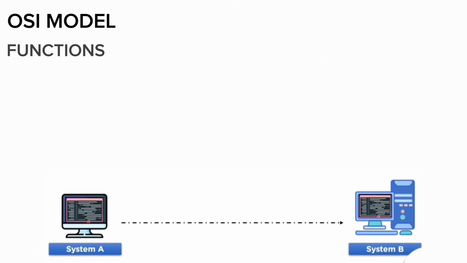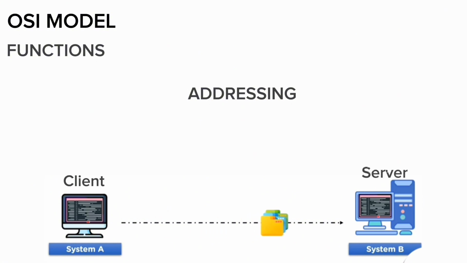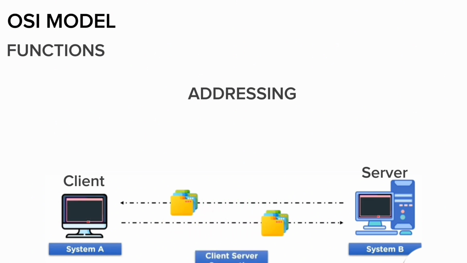The third function of the application layer is addressing. Addressing establishes the connection between the network devices, which requires the need to address. The application layer handles the request from the client to the server. This is possible by using the server and the client address. The server will reply to the client's address using the DNS service for addressing.